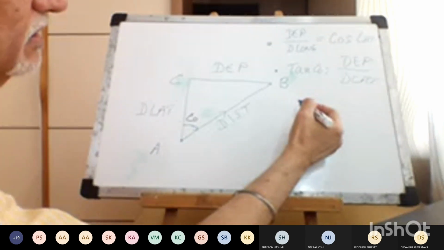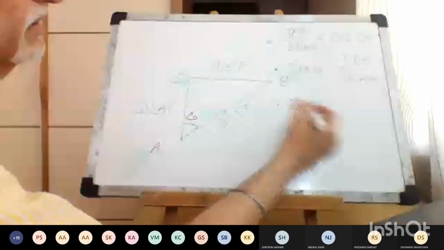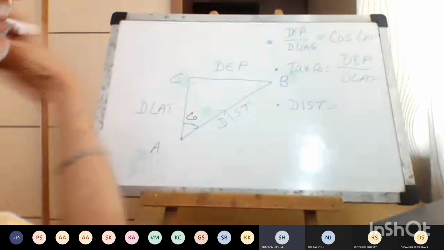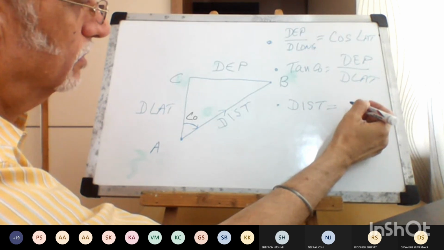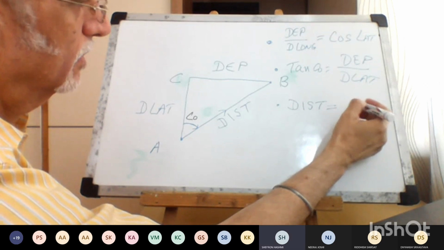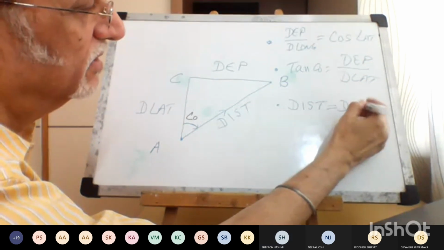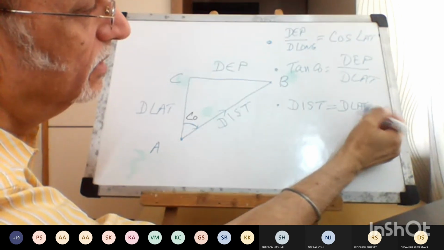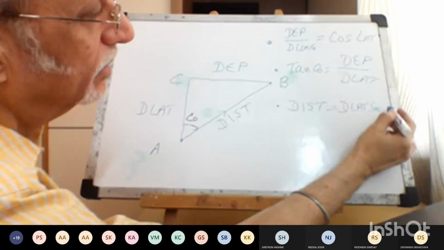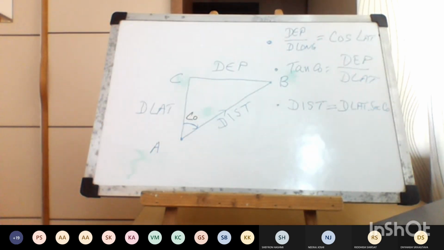What other thing we are interested in? Distance. Distance is equal to departure upon sine course. Yeah, but departure sometimes you may not have. The formula which is commonly used is distance equal to D lat upon cos course, or D lat into secant course. This is a very accurate formula and this you will find it is being used everywhere.